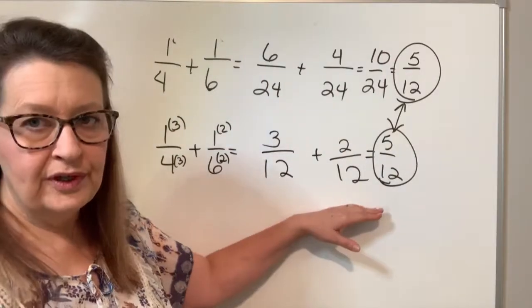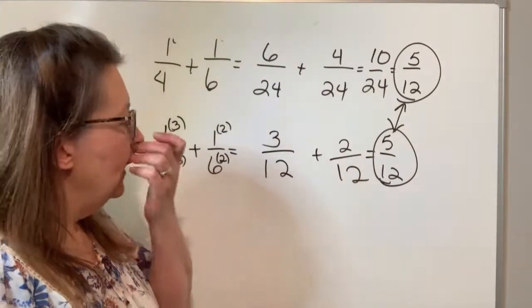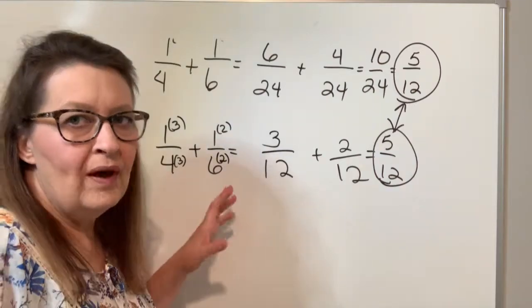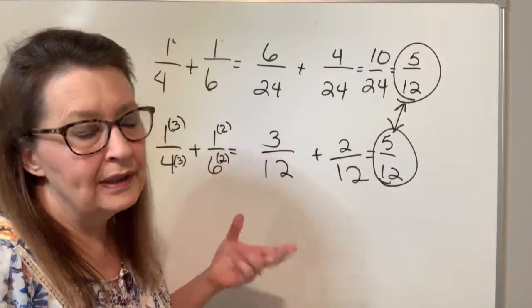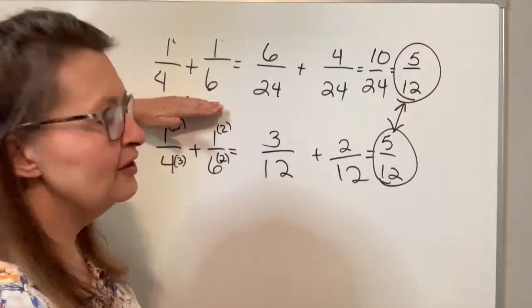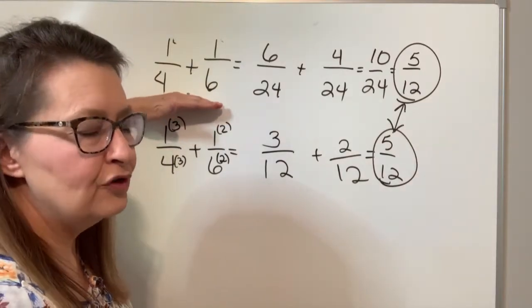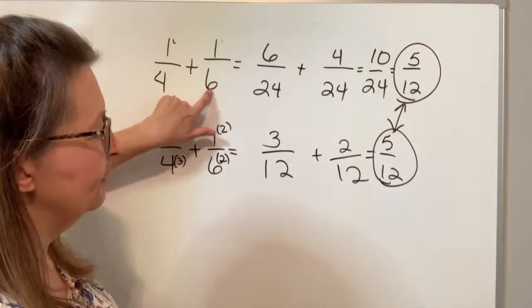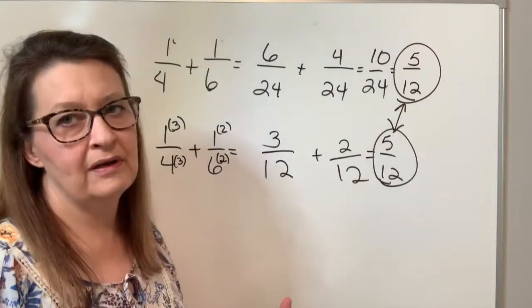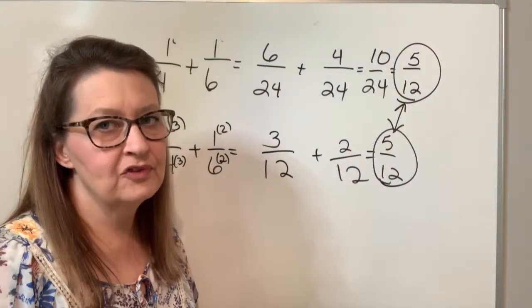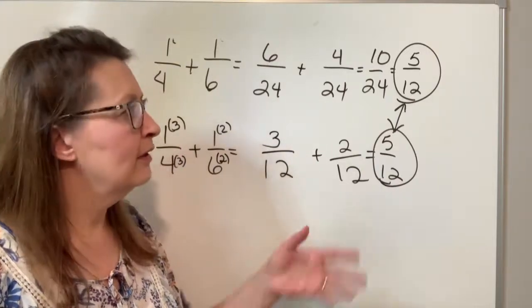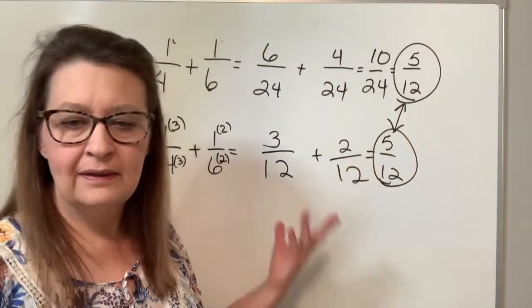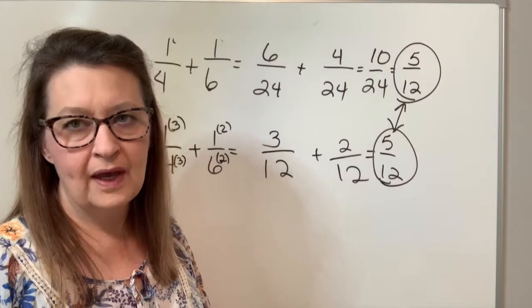I just didn't have to reduce, so it saved me a step. This is technically the way you're supposed to do it. But sometimes I just don't have time or energy to think that hard. If you multiply these two together, you will get a common denominator. You may not get the lowest one, but you'll get a common denominator, and then you can reduce it down at the end. It all comes out in the wash, okay?